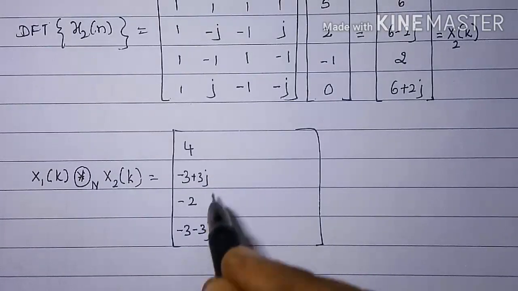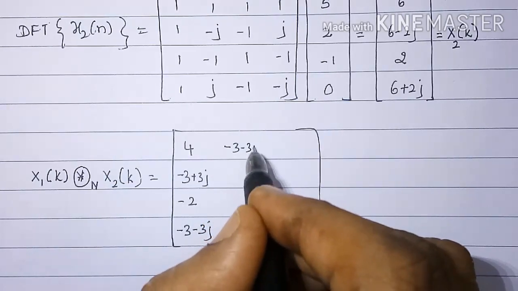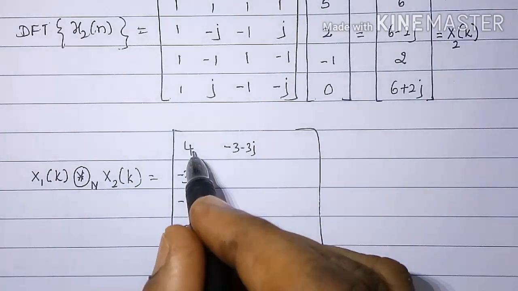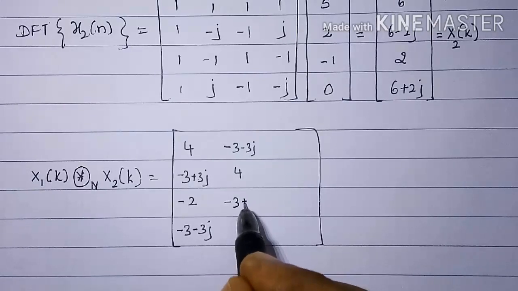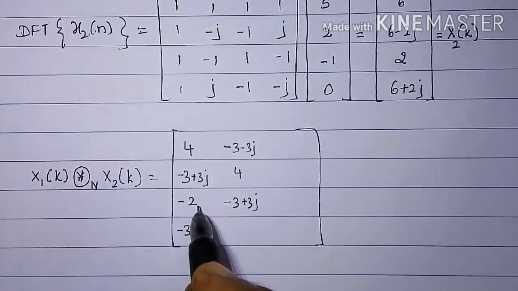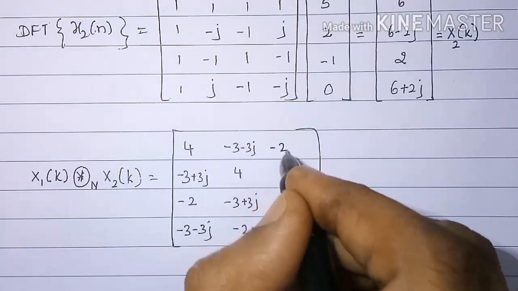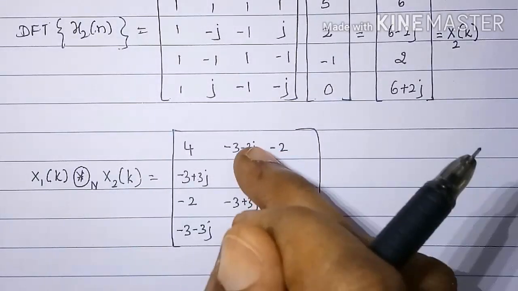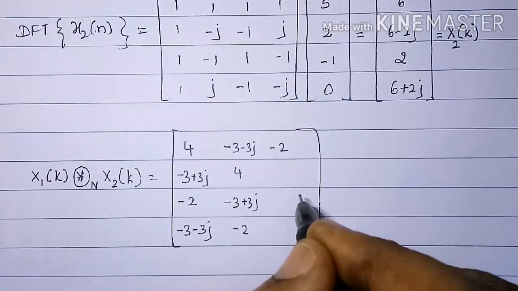Now this last sample you will write as first sample, minus 3 minus 3j. Then first sample you will write as second sample, second sample you will write as third sample, and then third sample you will write as the last sample, that is minus 2. Similarly, now you will take this minus 2 here and all these elements you will push down by one row.